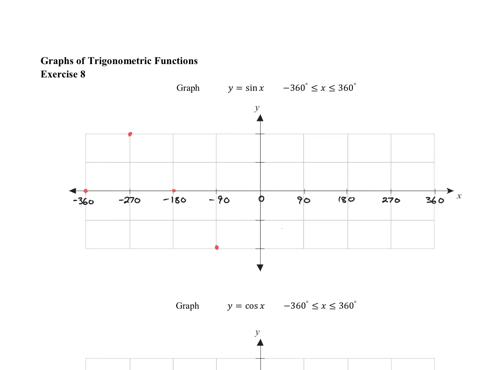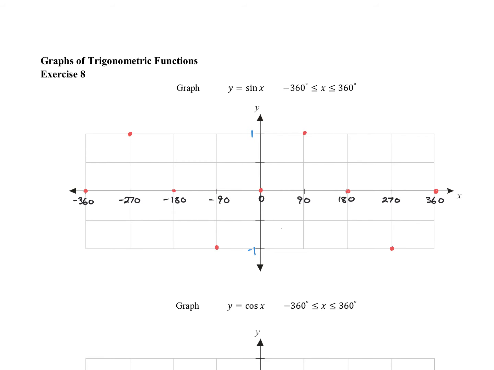Sine 0, you get 0. Sine 90, you're going to get 1. Sine 180, you'll get 0. 270, you'll get negative 1. And 360. One thing I didn't do was label my x-axis. This is going to be 1. This is going to be negative 1.